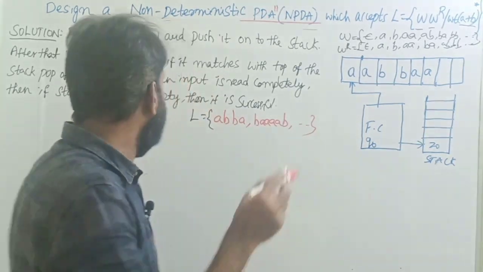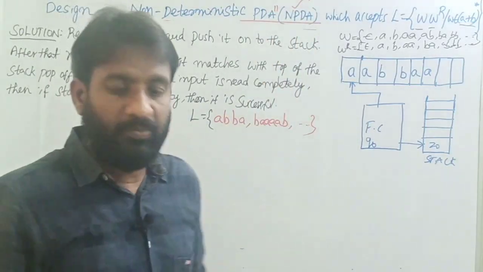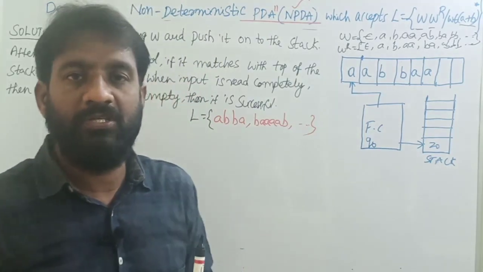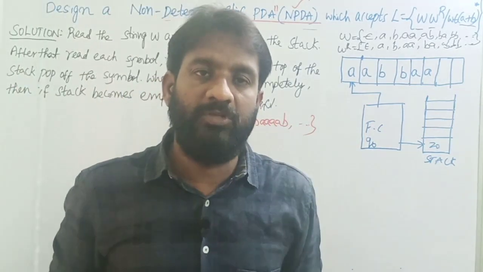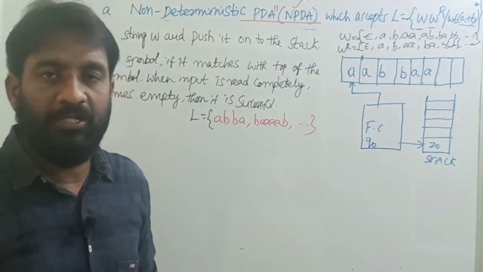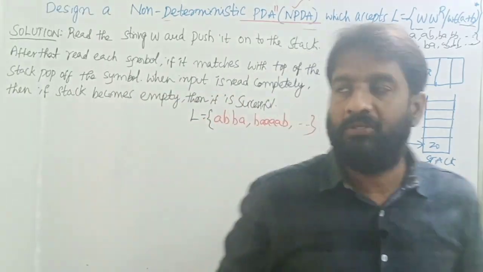Okay, so I am asking you to construct the non-deterministic push-down automata. You know what is non-deterministic push-down automata? Out of all transitions, for at least one transition, there should be more than one move. Then we can call it a non-deterministic push-down automata. Before designing it, first let me tell you the solution. So here I have written the solution.